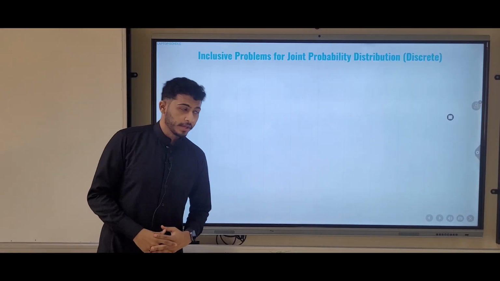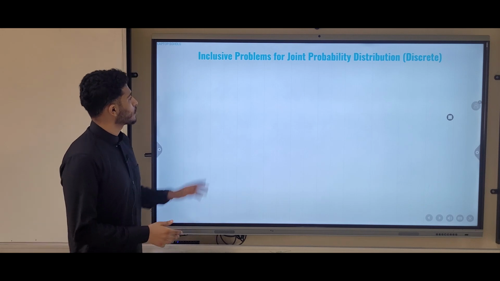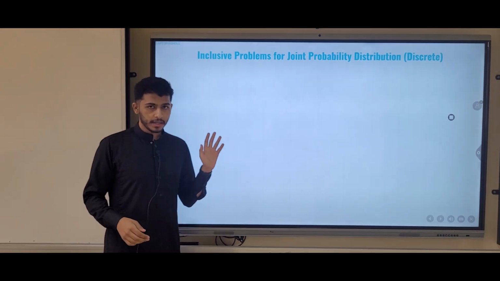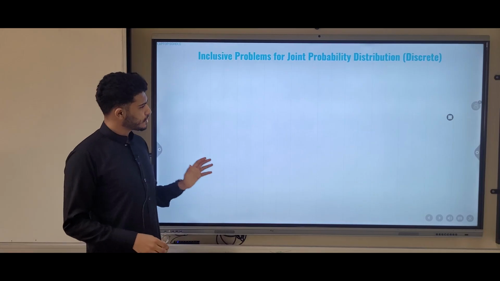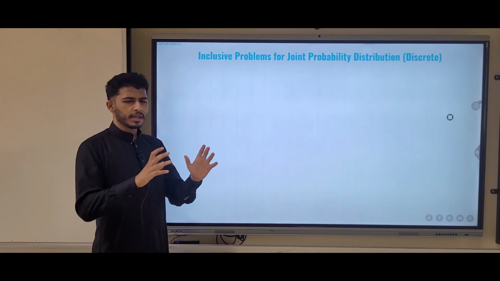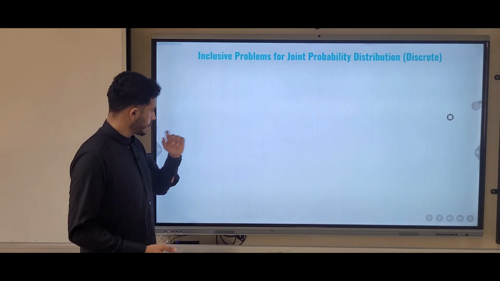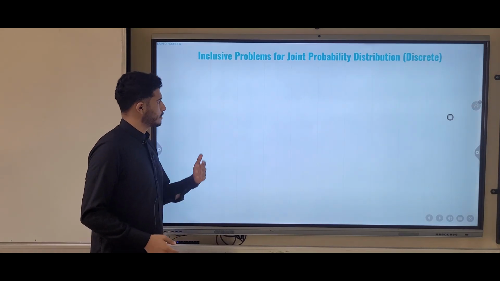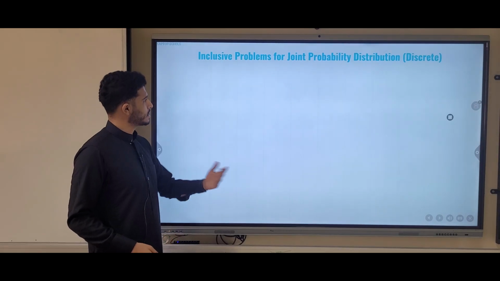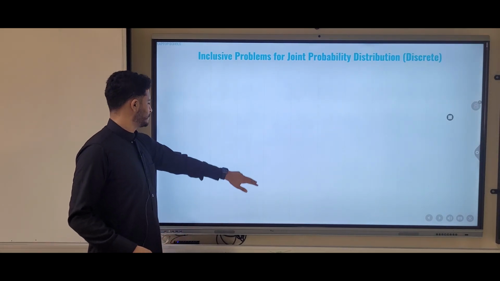Now we're going to be solving inclusive problems for joint probability distributions. These are examples from the book that should encapsulate or cover most of the concepts that we have been dealing with, so you can get some good practice along the way, and if you didn't understand something previously, you can see it now.